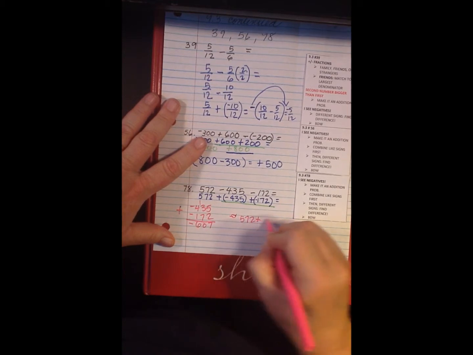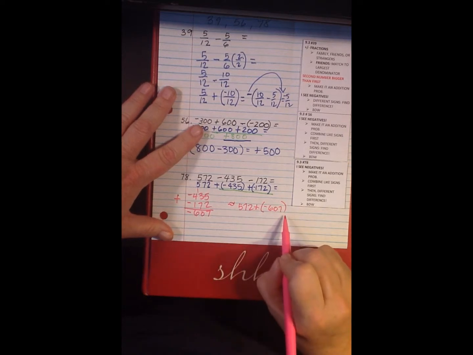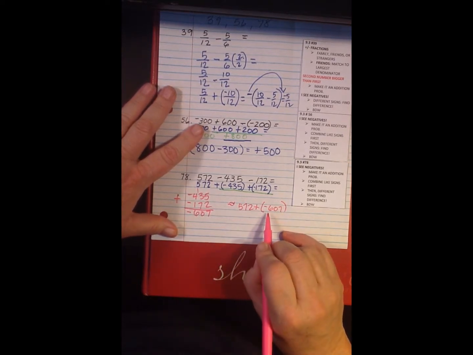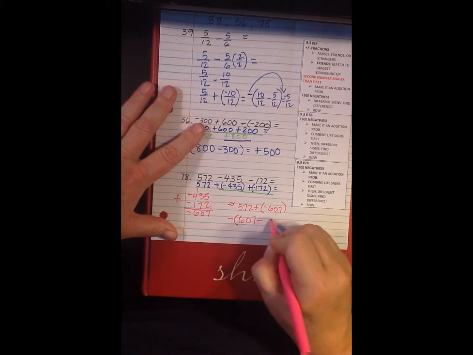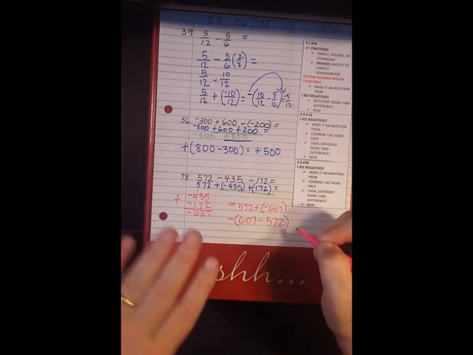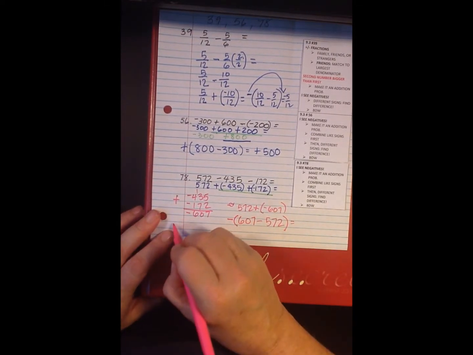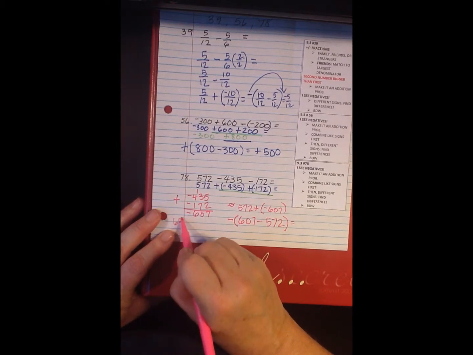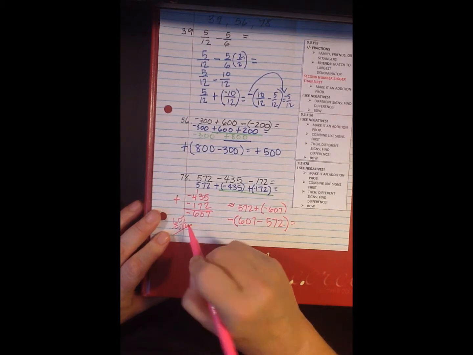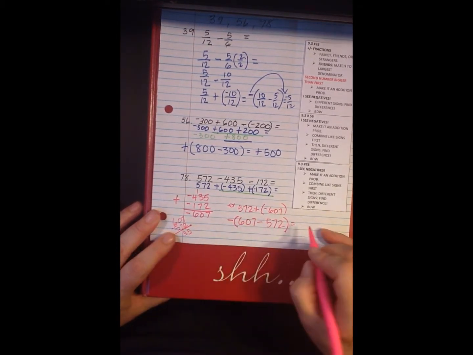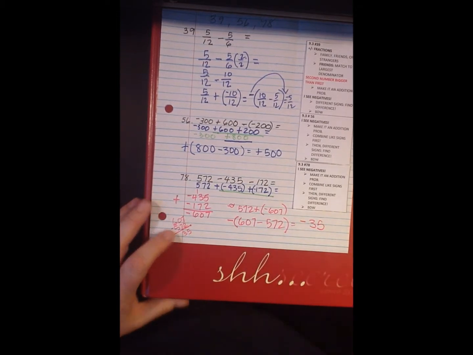So I have 572 plus negative 607. Different signs, find the difference. My answer ultimately will be negative because 607 is negative. So 607 minus 572 is, I'm going to do some little notes over here. 607, 572. The difference between those is 35. So it's negative 35 is the answer.